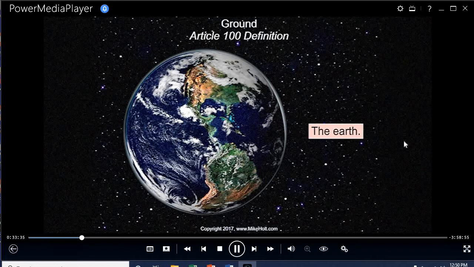Just saying. All right, so ground is what? The earth. Now, from this point forward, I think we're all in agreement on the team. If you ever use the word ground, we're talking about what? The earth. Soil. The earth, the soil.